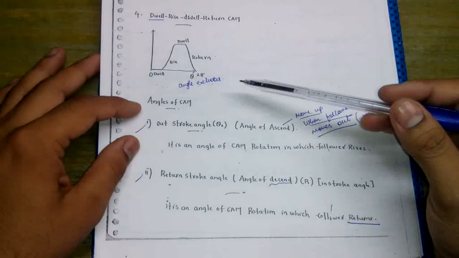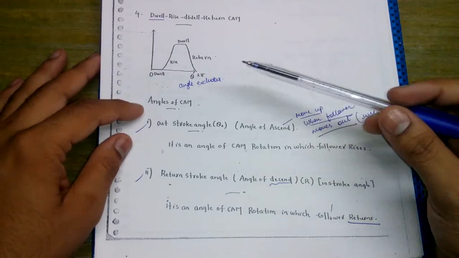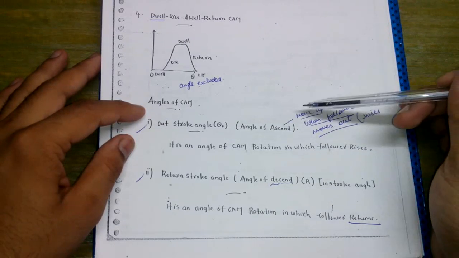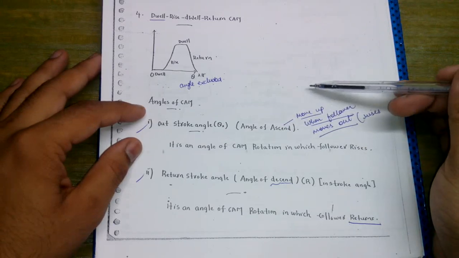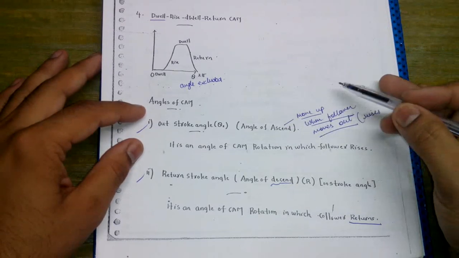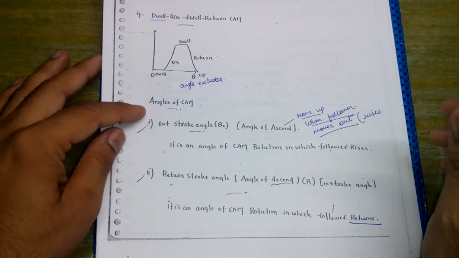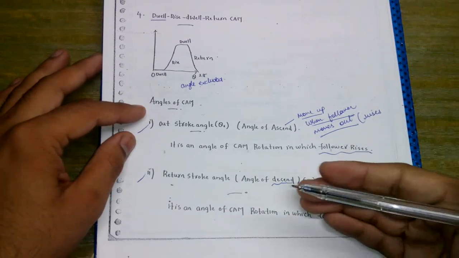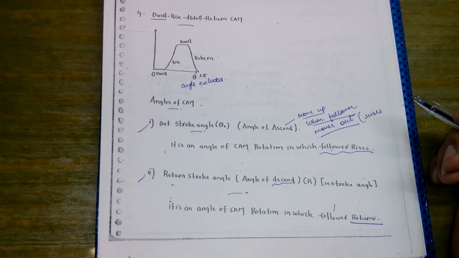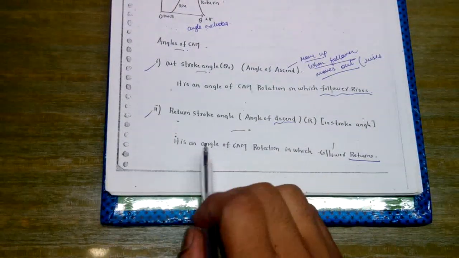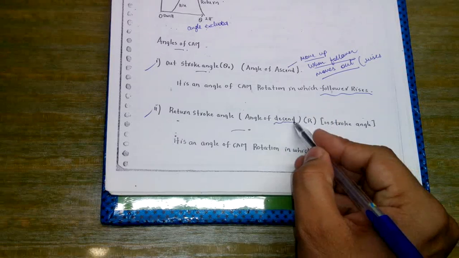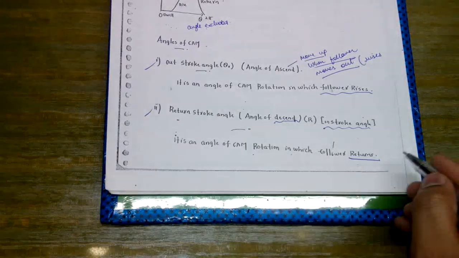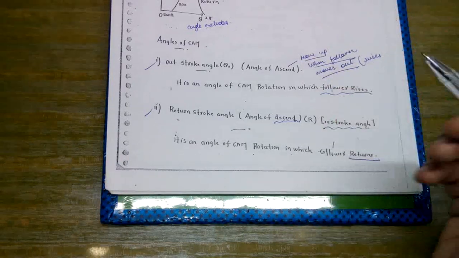Now the next topic is the important angles of the cam. We have the outstroke angle, also called the angle of ascent. Ascent means when the follower is moving out, or when the upward motion is taking place. So it is the angle of cam rotation in which the follower rises, in the upward direction. Next we have the return stroke angle, or the angle of descent. It is also called the in-stroke angle, and it is the angle of cam rotation in which the follower is returning to its initial position.